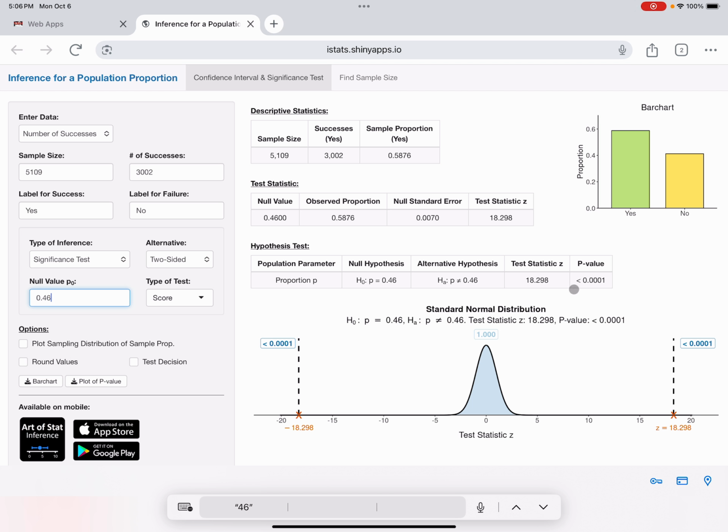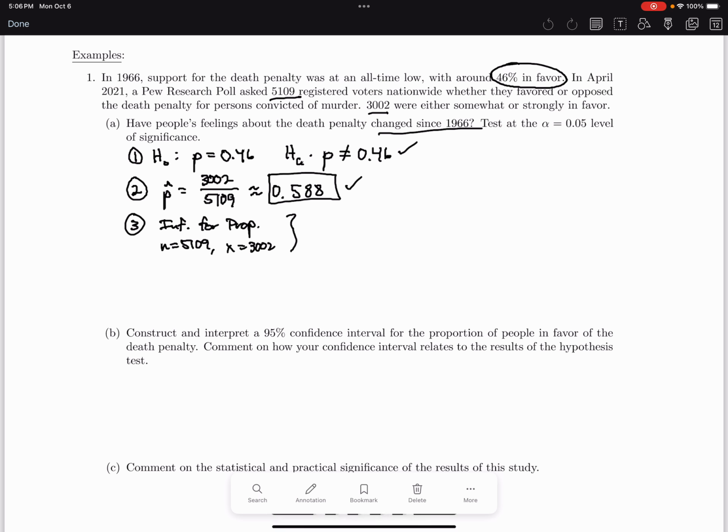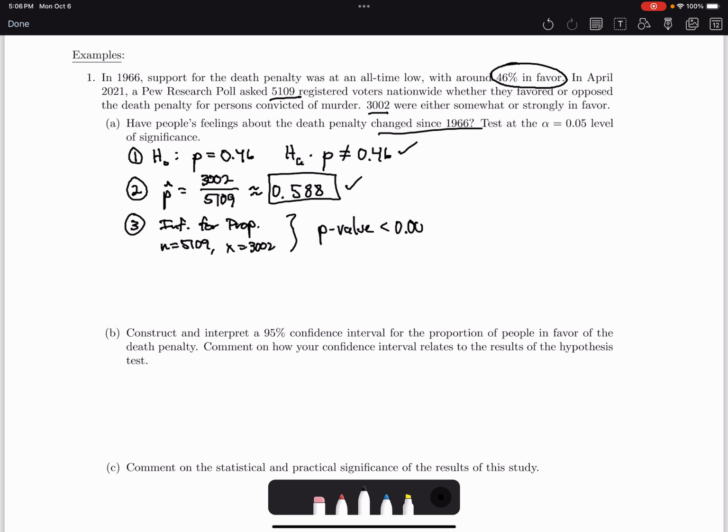And yeah, sure enough, my p-value is really small, less than 0.0001. Okay, it's so small that Art of Stat won't even tell me what the exact value is. It's just saying it's smaller than 0.001, right? Very small.